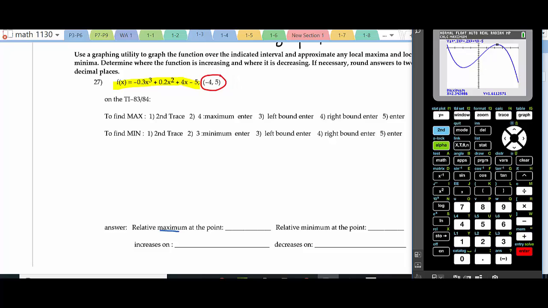So let's write down what we have. The max is going to be at, and I'm just going to round to 2 decimals, 2.34, 1.61. So that's your maximum. Now, when we do the minimum, you start over again. You go second, trace to get calc to come out. Now you go to option 3, which is minimum.